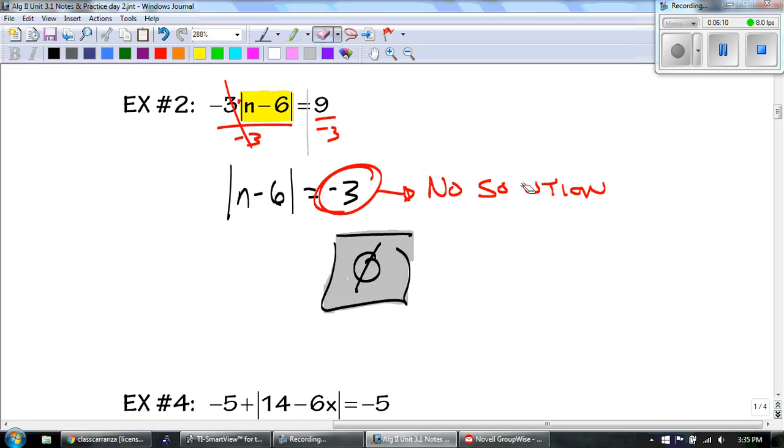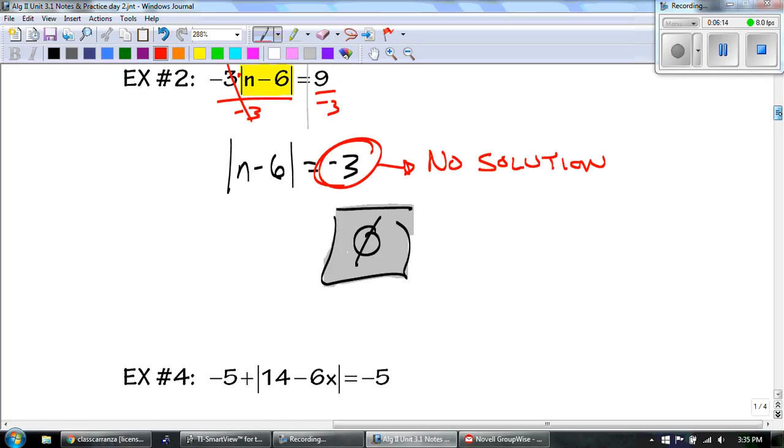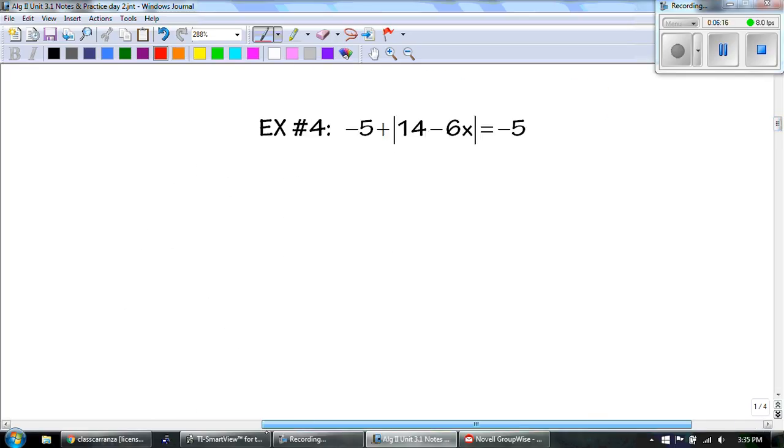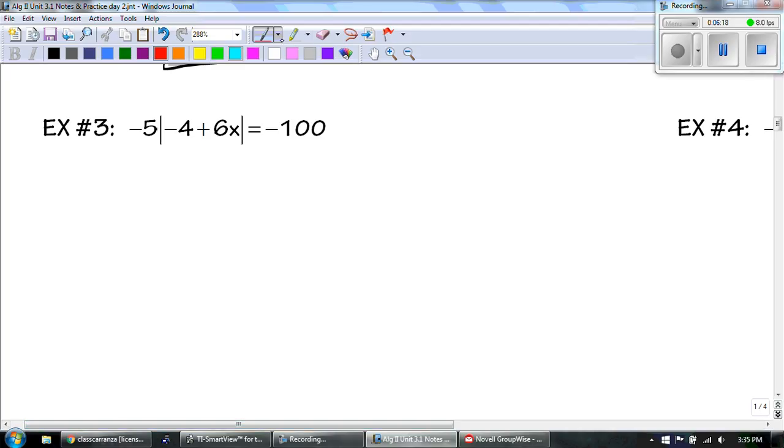And that just looks weird. So I'm going to make it look nicer. There we go. Okay. So I cannot have an absolute value equal a negative, so I'm going to write no solution.